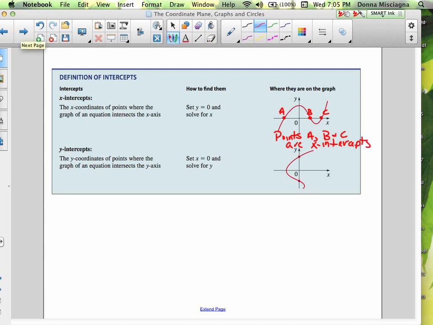Y-intercepts are the y-coordinates of the points where the graph of an equation intersects the y-axis. So you're going to set x equal to 0 and solve for y. This one has two y-intercepts, D and E. Right? So points D and E are y-intercepts.